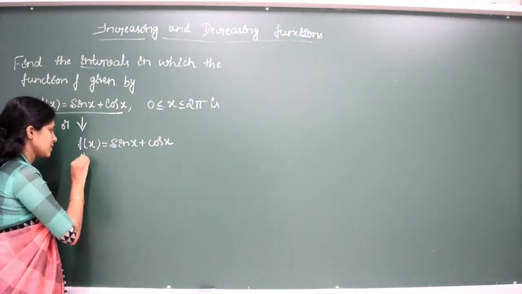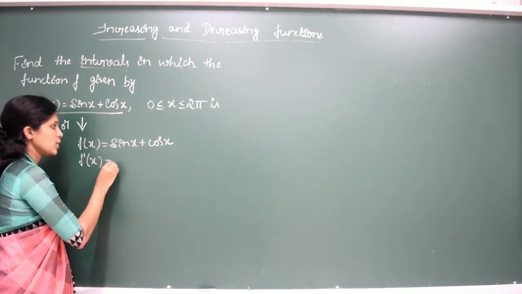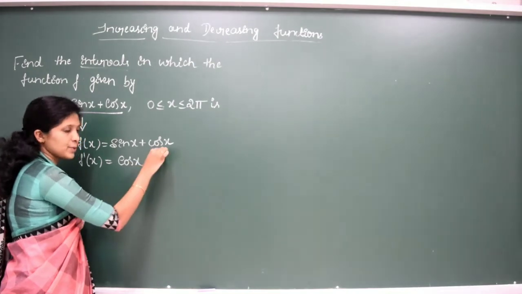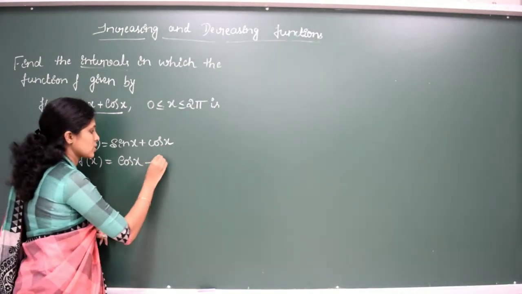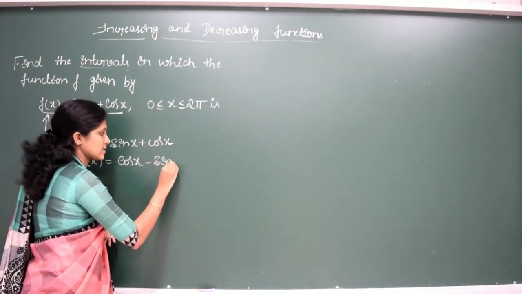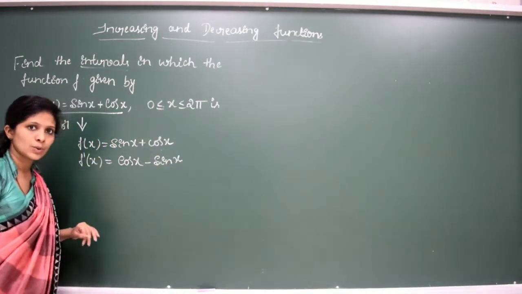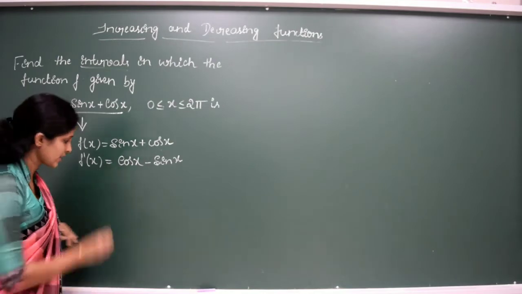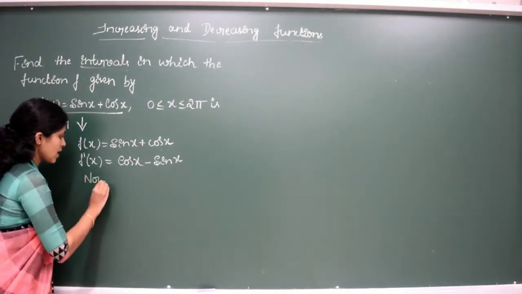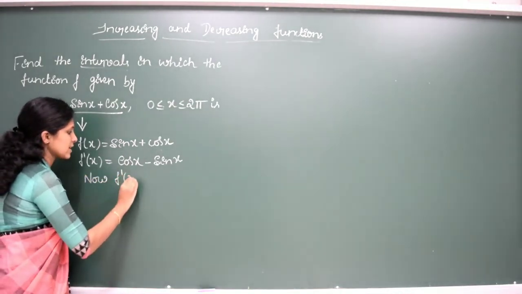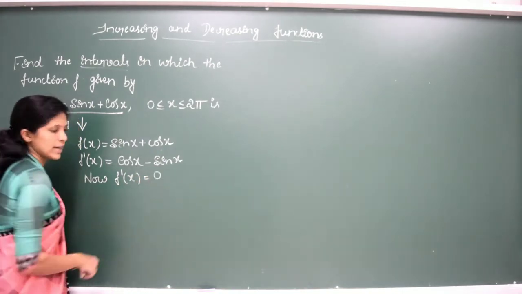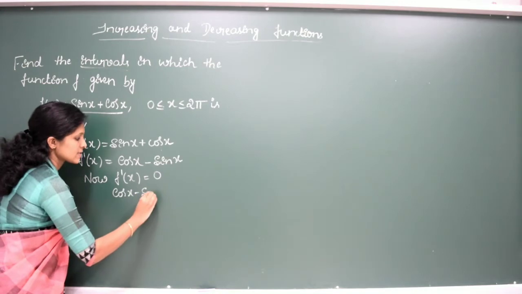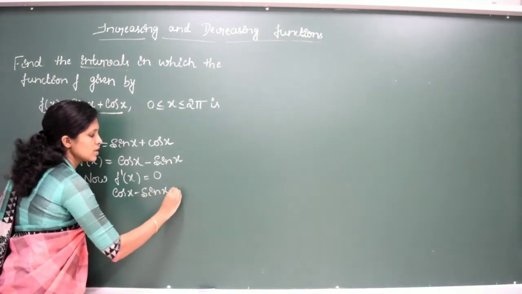We will differentiate it. f'(x) is equal to the derivative of sin x, which is cos x, and the derivative of cos x is minus sin x. So cos x minus sin x. This is the second one. Next, what you have to do? You have to equate this to 0. Now f'(x) is equal to 0 means cos x minus sin x is equal to 0.